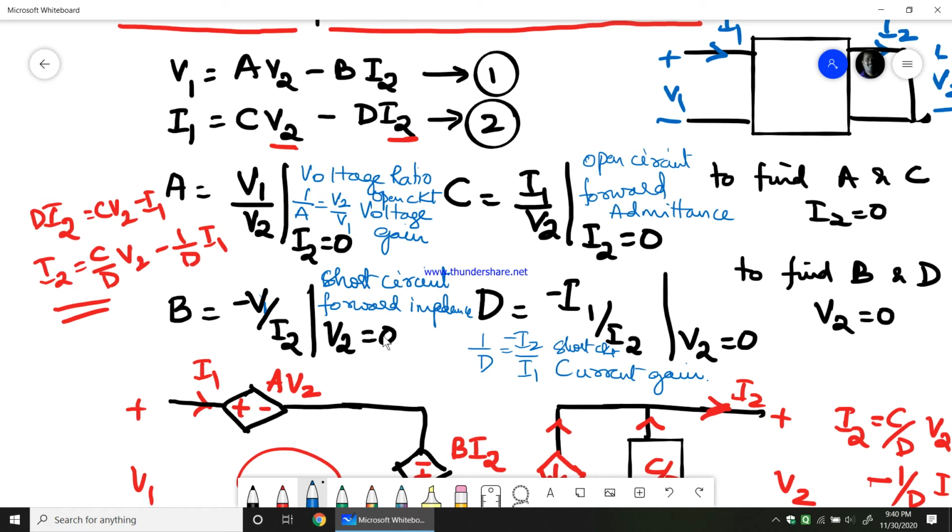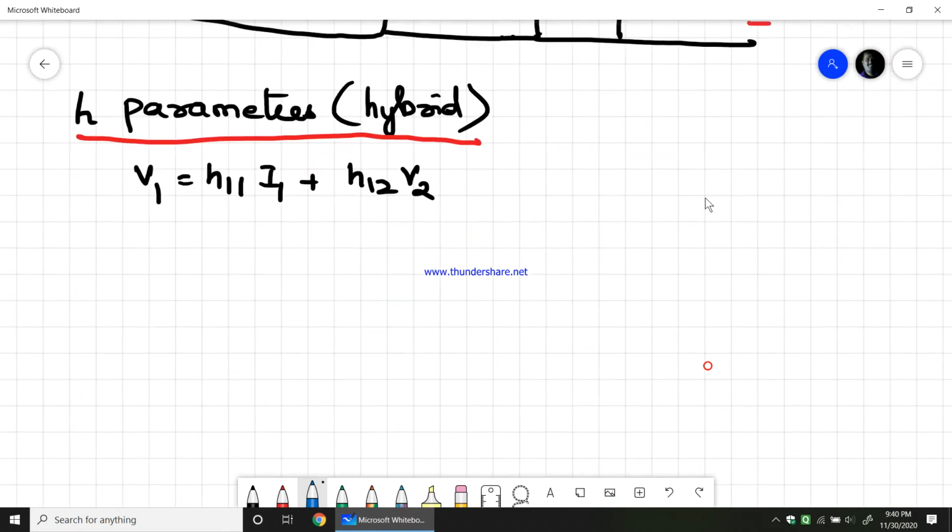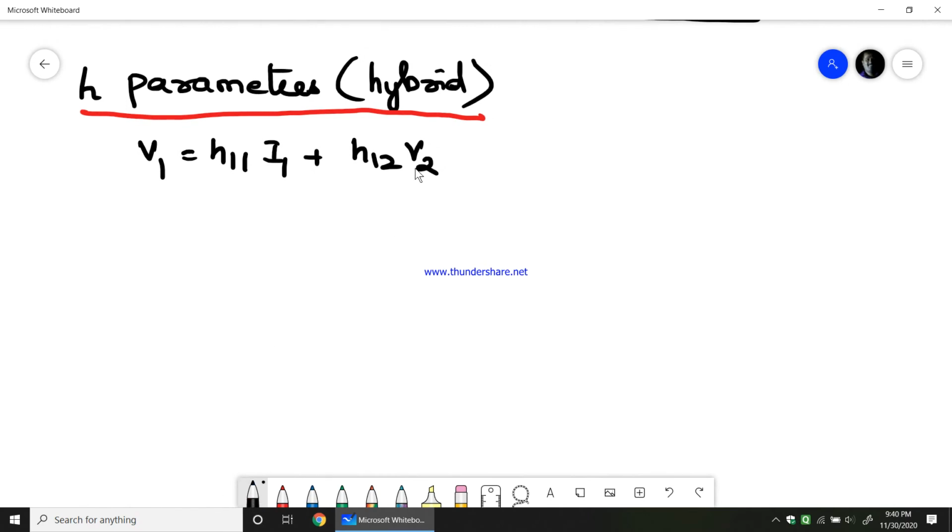You are getting admittance, impedance, voltage gain and current gain. In Z parameters, you get only impedances. In Y parameters, you get only admittances. Whereas in T and H parameters, you normally get gain and both admittance and impedance: voltage gain, current gain, forward impedance, forward admittance, and so on. Now coming to H parameters, we again have two equations. This is the first one, and the second one is I2 equals H21 I1 plus H22 V2.